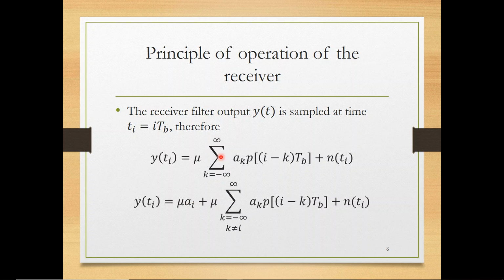You need to consider it in your system model. If you simplify this expression a little more, you can take the case where i is equal to k, and therefore you have a new term, mu a_i, plus mu times the summation over k from minus infinity to infinity, but with k not equal to i, of a_k p of (i minus k) T_b, plus n of t. So this is your receive filter output.